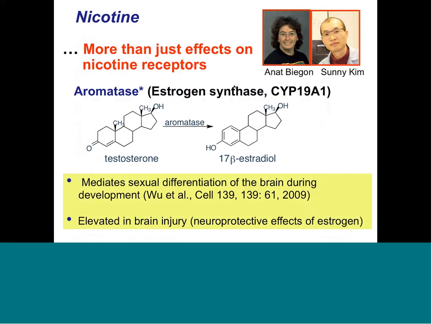So during development in the fetal stage, all brains are female. They're all female brains. So the way you get male behavior on a male fetus is that this enzyme takes testosterone from the testicles of the male fetus, converts it to estrogen, and it's estrogen that masculinizes the brain. So if you knock this out or if you block it, you can have a male fetus with female behavior. So it's very, very, very important. And these enzymes that inhibit this are used to treat breast cancer.